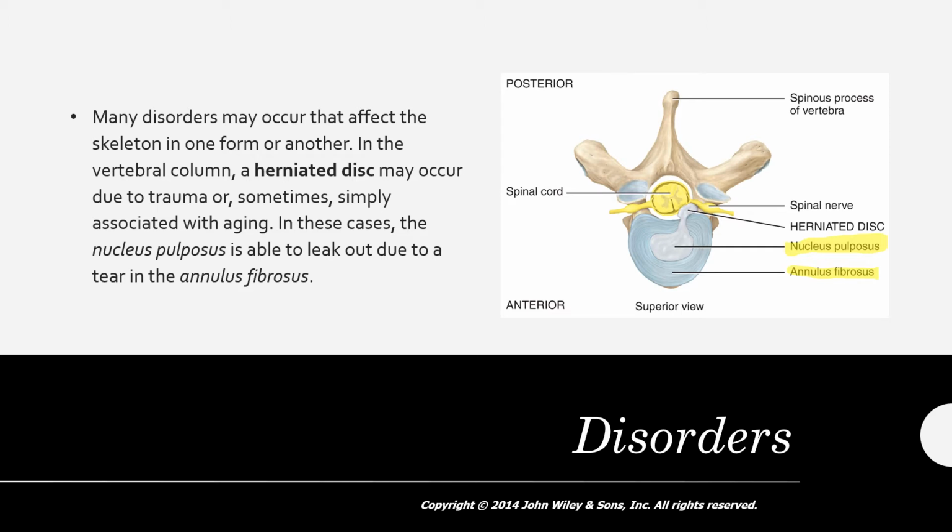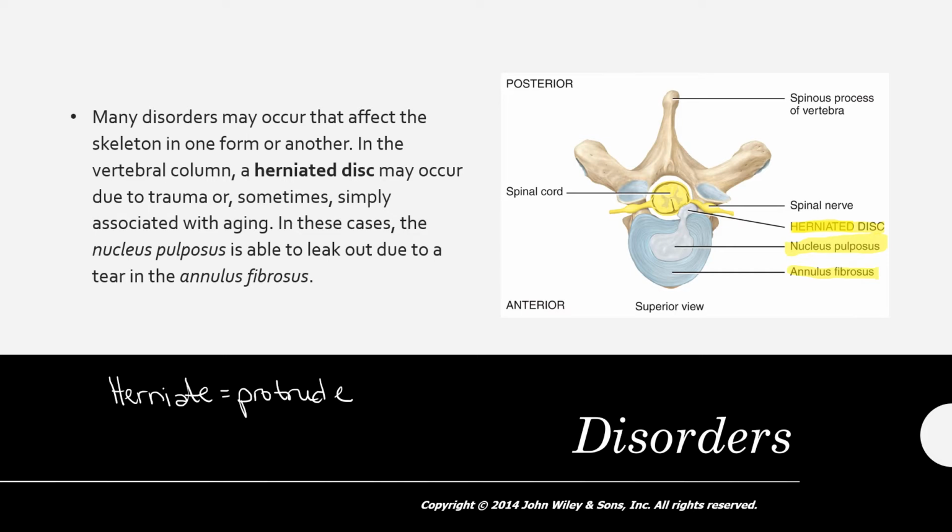If this occurs, the nucleus pulposus may herniate or protrude. The nucleus pulposus might herniate posteriorly or onto one of the adjacent vertebral bodies. When this occurs, it is called a herniated disc, as you can see in this picture here.